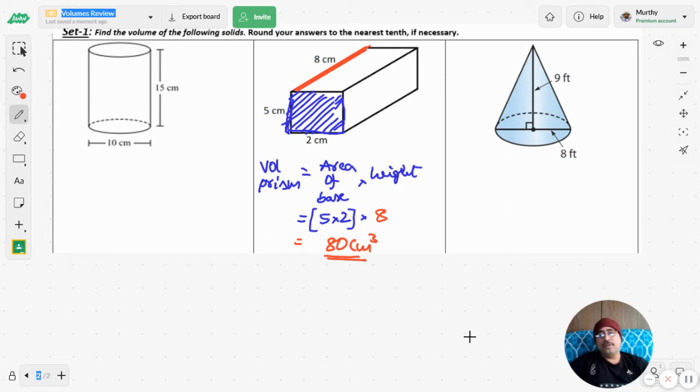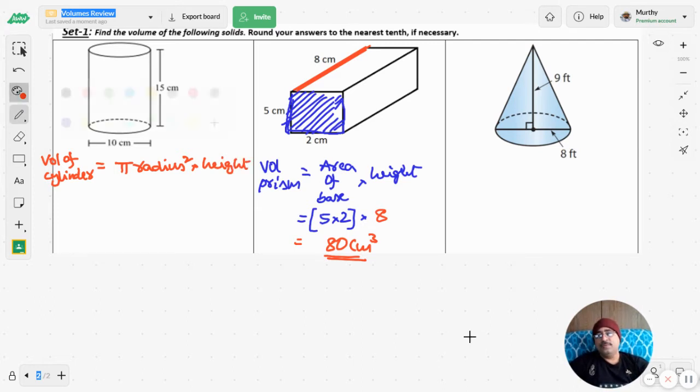Coming to the cylinder question, volume of cylinder equals, you know that it is pi times radius square times height.